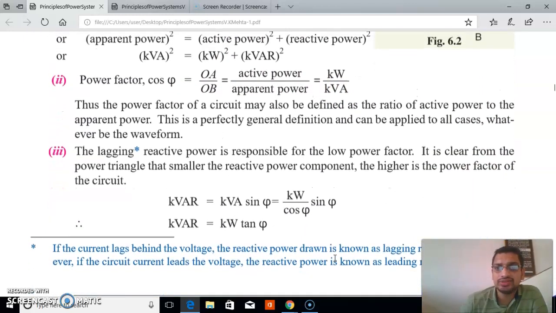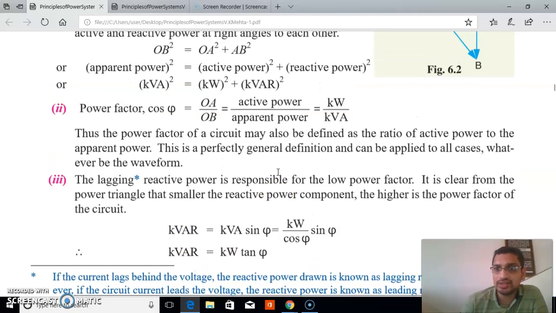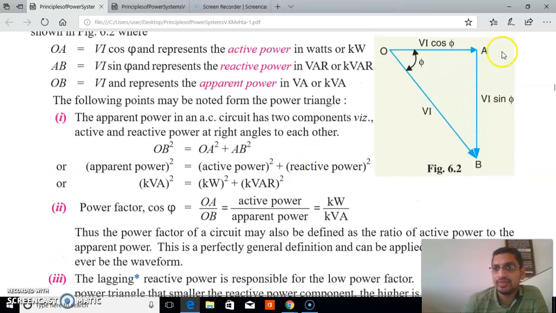And next one is the reactive component. kVAR is the reactive component. So what is sin phi from this power triangle? Sin phi is equal to AB by OB.